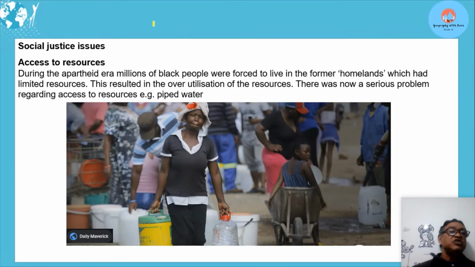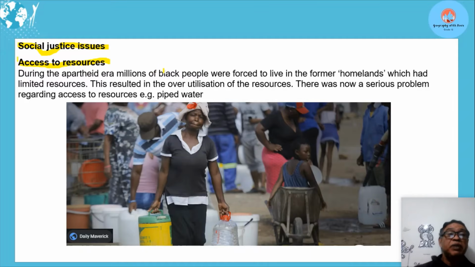Okay, let's look at social justice issues now. One of the problems we have is access to resources. Huge problem. The inequalities of the past have created this problem. We're trying to undo it, yes, and we should move further. More projects should be done. But one of the factors was the apartheid era. I know we cannot use that as an excuse going further. More needs to be done.